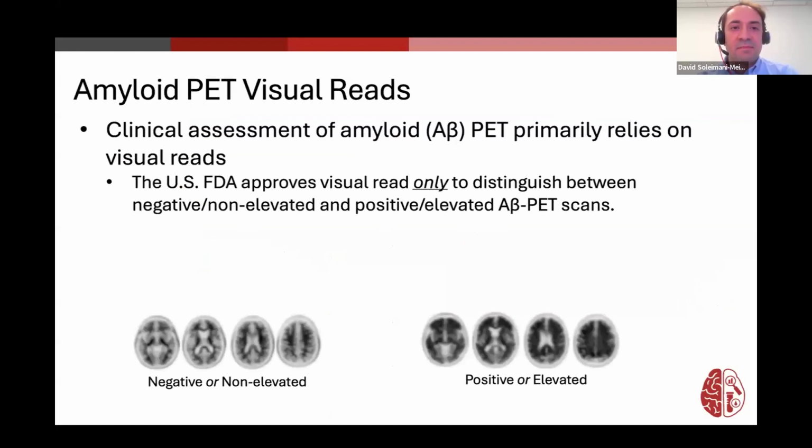So I want to start by talking about our amyloid PET visual read process. And before we dive into that workflow in our process, I want to give everyone some background. As you know, clinical assessment of amyloid PET primarily relies on visual reads. And in the US, visual read only is approved for determining amyloid PET status. However, quantitative information can be obtained from amyloid PET scans and used as an adjunct to visual assessment.